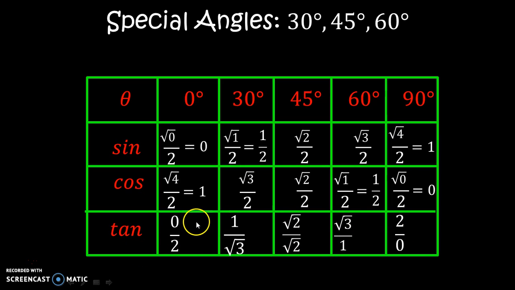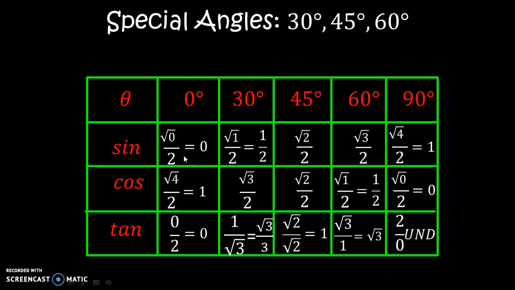So let's try to simplify that. 0 divided by 2 is still 0. So therefore, tangent 0 degrees is equal to 0. Since the denominator of 1 over square root of 3 is still in radical form, we need to rationalize the denominator. So we get square root of 3 all over 3. How about tangent 45 degrees? Very easy, it's equal to 1. And square root of 3 over 1 is square root of 3. How about 2 over 0? In this case, it would be undefined because it's undefined if the denominator is 0.